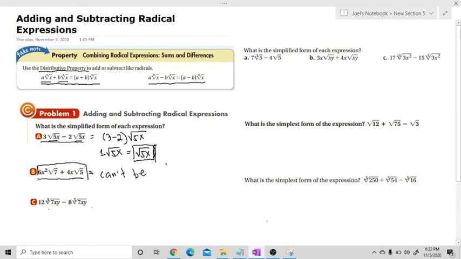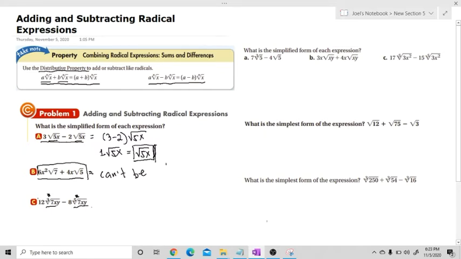The next, we have letter C, 12 cube root of 7xy minus 8 fifth root of 7xy. As you can see, yung isa cube root at yung isa fifth root. So, hindi sila like radicals. Dapat magkapareho yung index at magkapareho din yung radicand. Dito, kapareho yung radicand but different index. So, hindi pa rin sila mako-considered as like radicals.